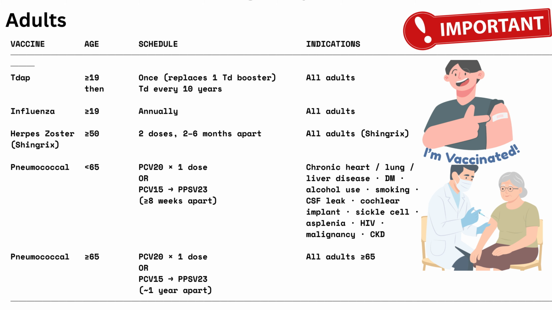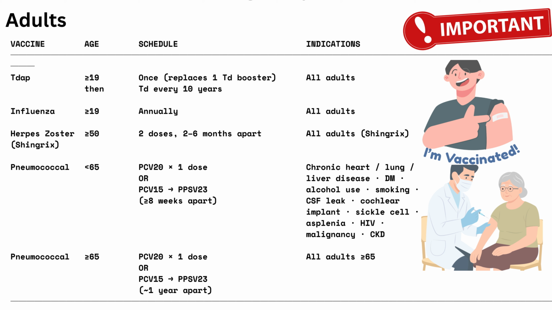And in pregnancy, Tdap is very important. It is given in every single pregnancy, between 27 and 36 weeks. Not just once in a lifetime, every pregnancy. Next is influenza. Everyone 19 and older should get the flu vaccine every year. If the patient is immunocompromised, only the inactivated injection form is allowed. The nasal spray is a live vaccine, so we avoid it completely in these patients.